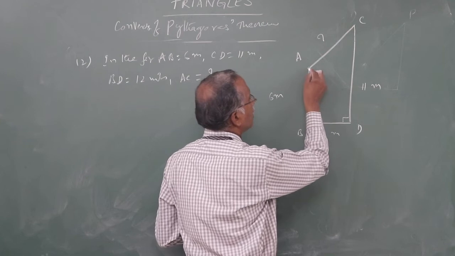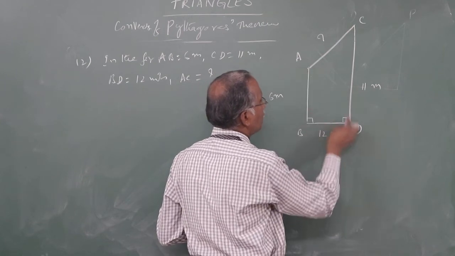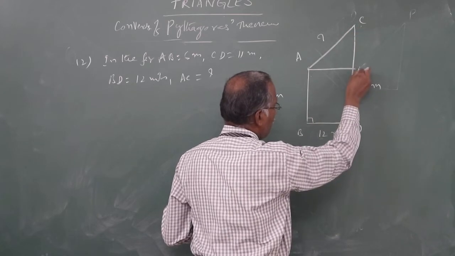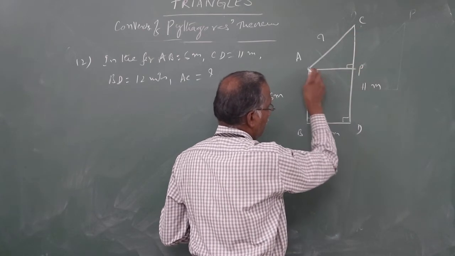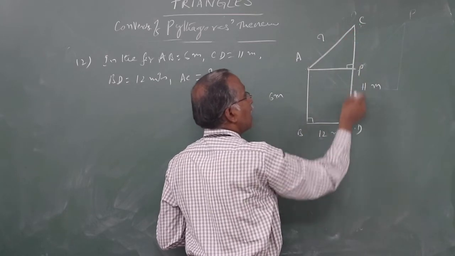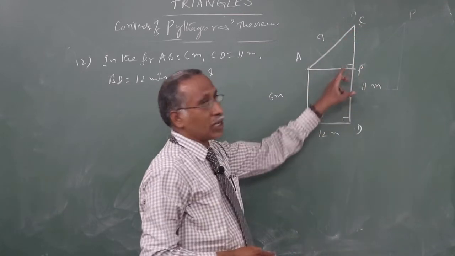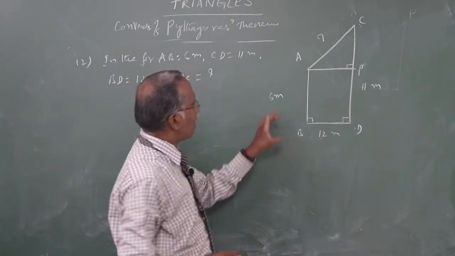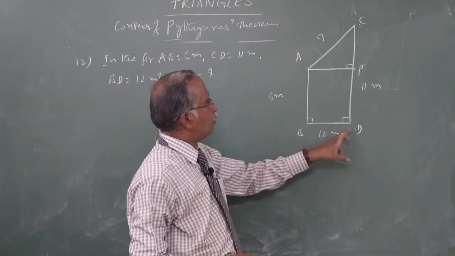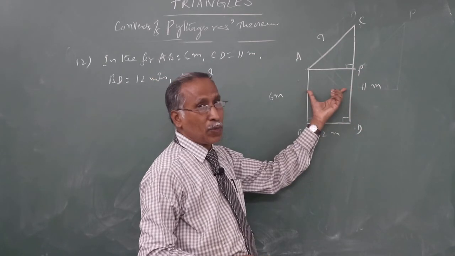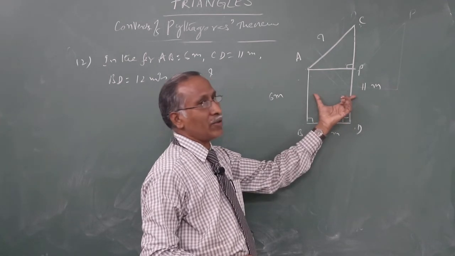From A draw a line parallel to BD to meet CD at a point. Name this point as P. AP is drawn parallel to BD to meet CD at P. Therefore, these two are corresponding angles. It is a right angle, and this is also a right angle. You know very well that AB is perpendicular to BD, PD is perpendicular to BD. When these two are perpendicular, they are parallel. You know very well that.